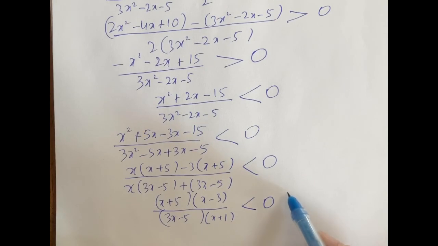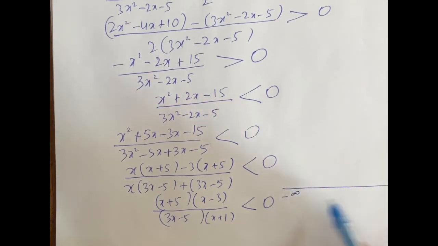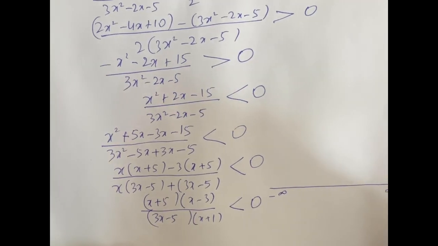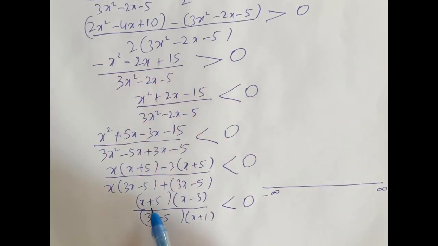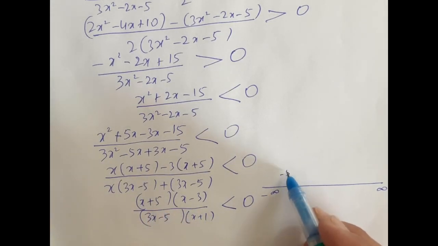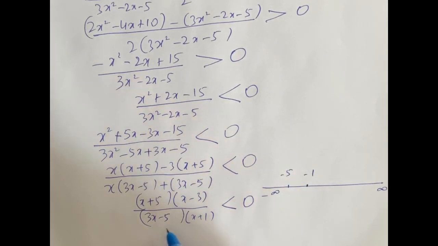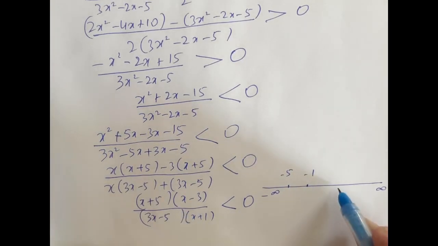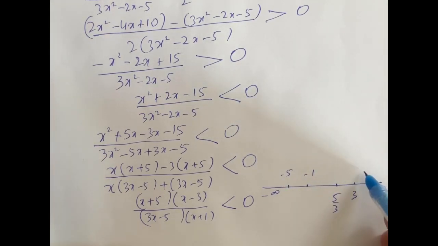Now we draw the number line. This is minus infinity to this is plus infinity. Then we put each factor equal to 0. This one gives us x equal to minus 5. Then this one gives us x equals to minus 1. This gives us x is equal to 5 by 3. And x minus 3, this will give us x is equal to 3. So 4 critical points. Divide number line into 5 parts.